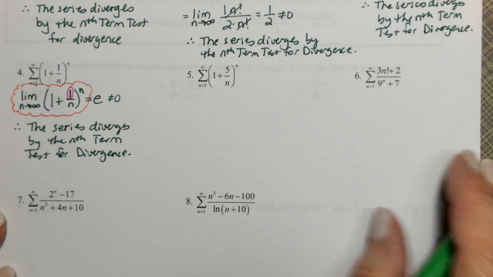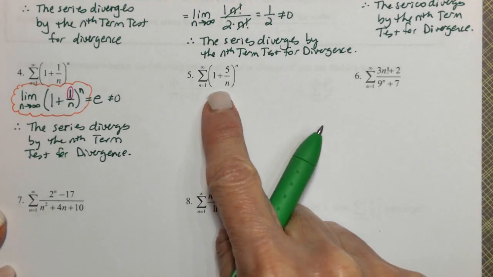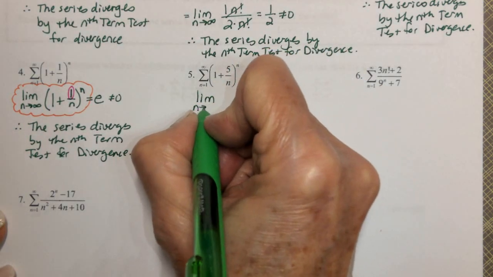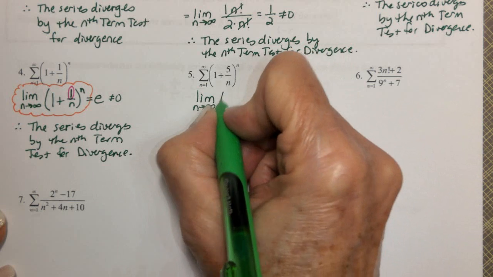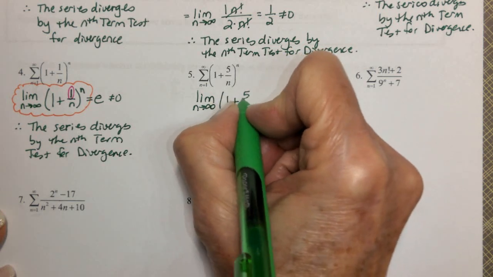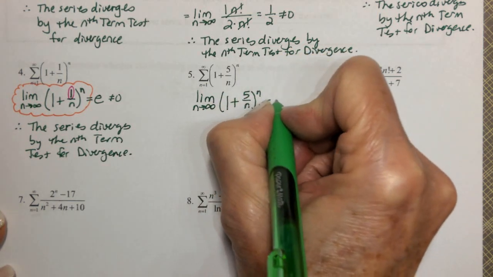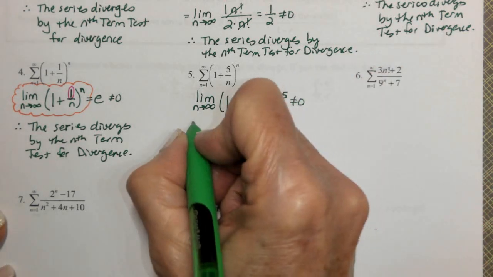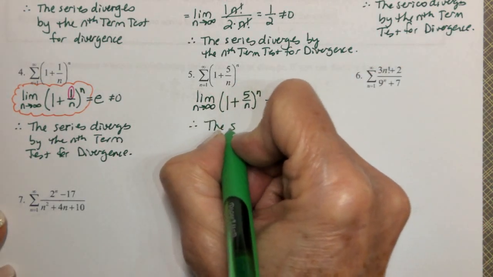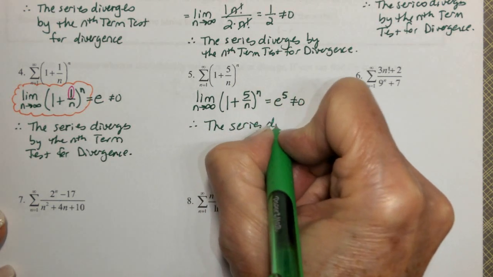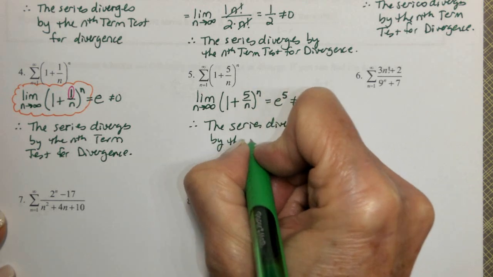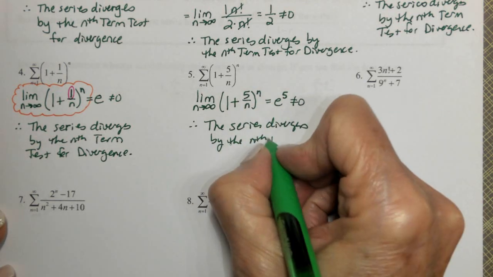Okay. Well, when I see this one, I recognize it already. The limit as n goes to infinity of this a sub n is e to the fifth, which is not 0. Therefore, this series diverges by the nth term test for divergence.